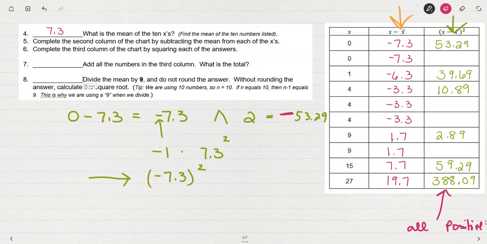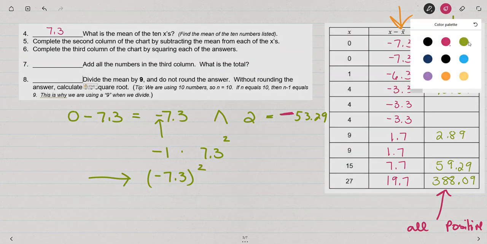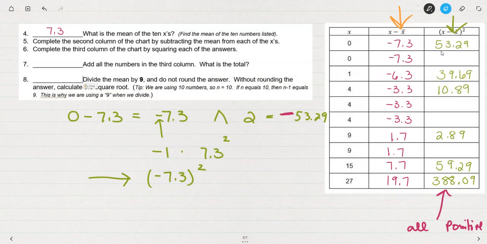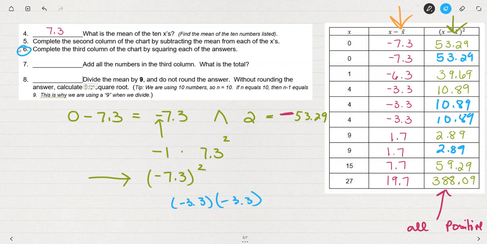Notice that I'm not calculating it every time. Instead, I can calculate this once and then notice that this is going to be a repeat. I calculated negative 3 3/10 squared, so that's negative 3 3/10 times negative 3 3/10 to get positive 10 89/100. But then I can write that same result 3 times. For 1.7 squared, I could write it twice, and so on. So make sure you're doing this column 3 with the most efficient method possible.